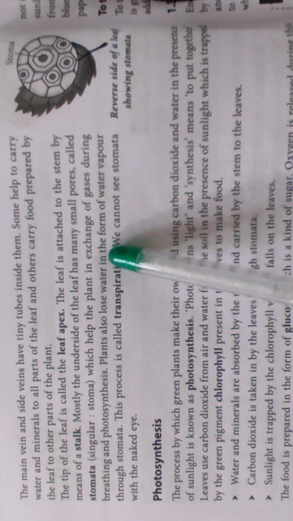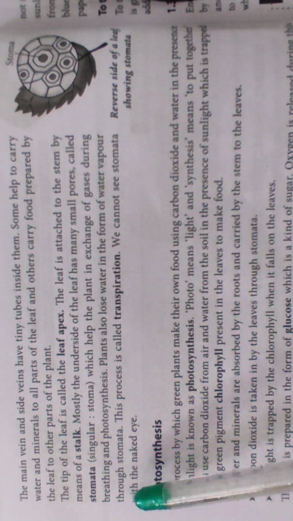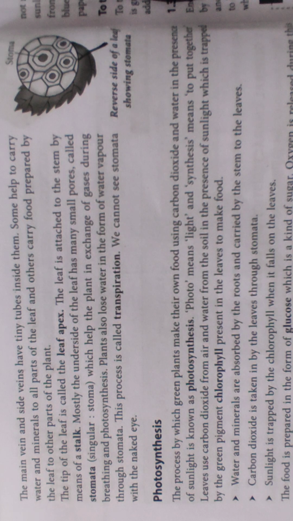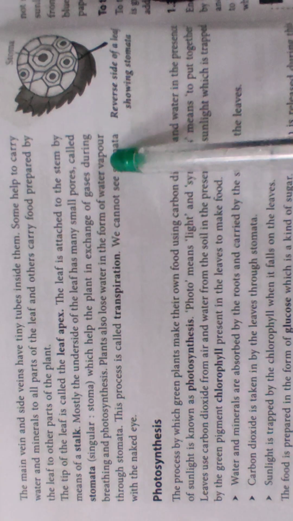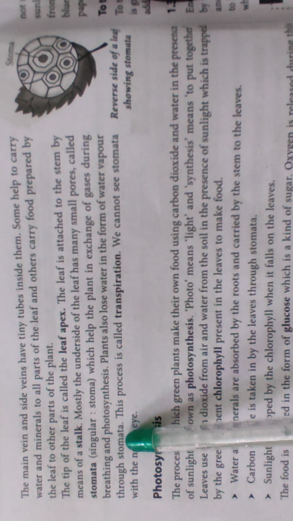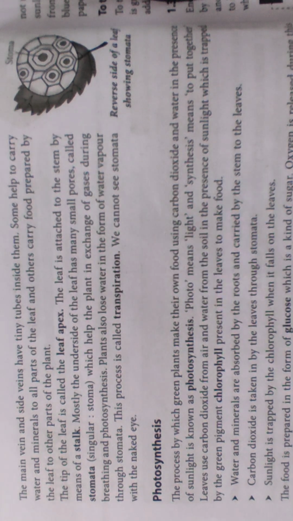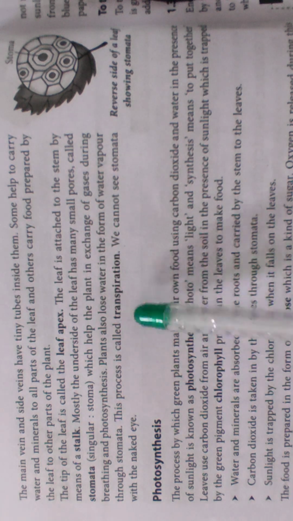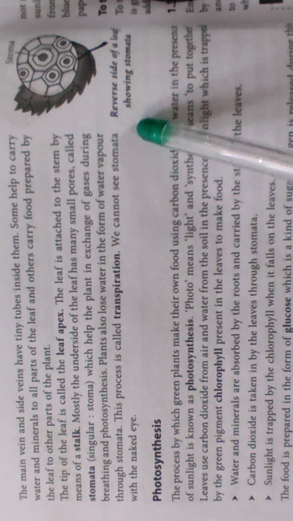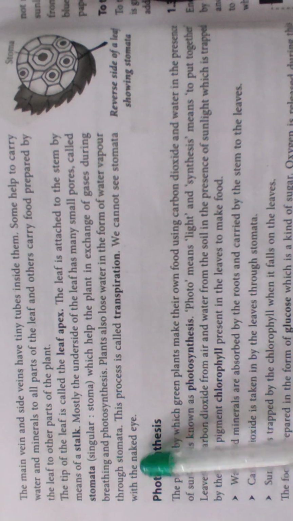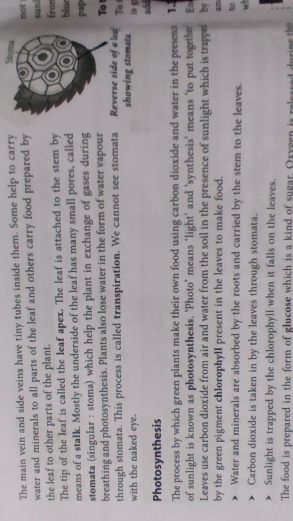Now plants also lose water in the form of water vapor through stomata. And this process is called transpiration. The loss of water through stomata in the form of water vapor is called transpiration. We cannot see stomata with the naked eye.